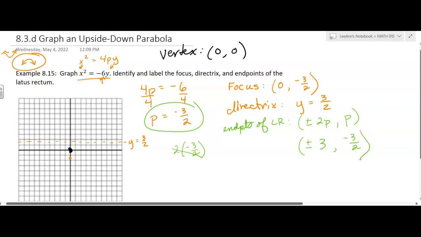And we'll know where they go because it has to be in line with the focus. Okay? All right, so we're going to graph those endpoints. Negative 3, 1, 2, 3, and down. It's got to be in line with the focus. And then positive 3, in line with the focus. And so then we just try to draw the best little parabola we can. Something like that.